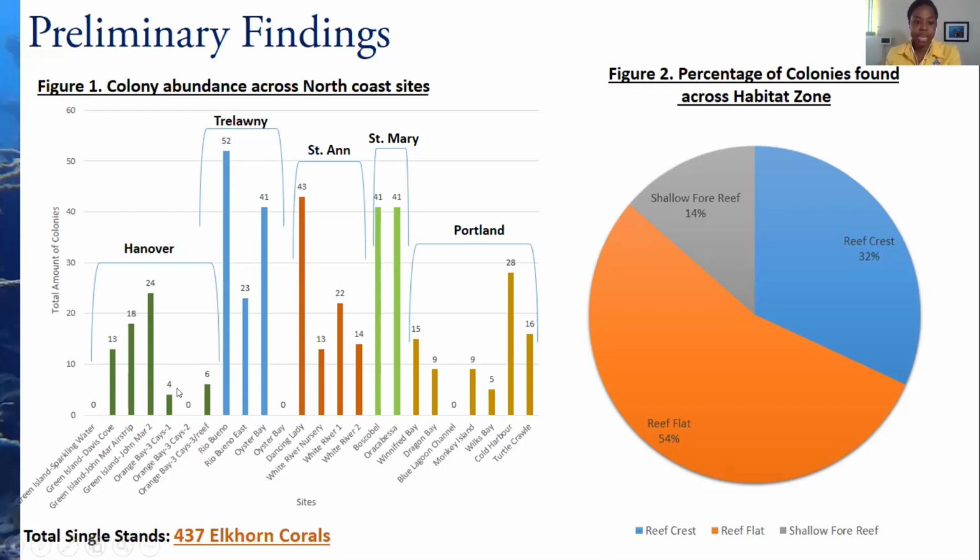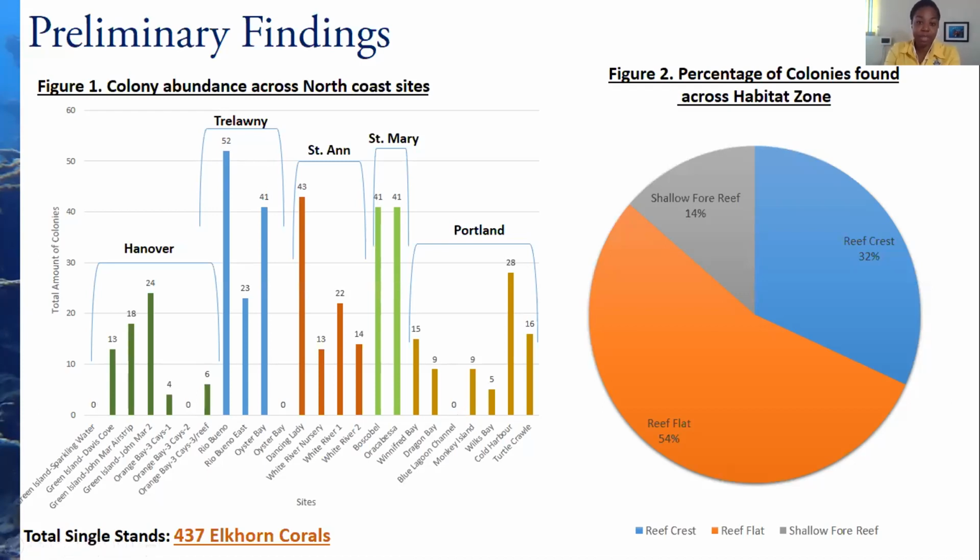Now, the sites where you're not seeing any bar graphs did not have any live coral colonies, but they actually had dead palmata colonies, with as much as 40 palmata colonies, especially at this site here in Green Island called Sparkling Water.